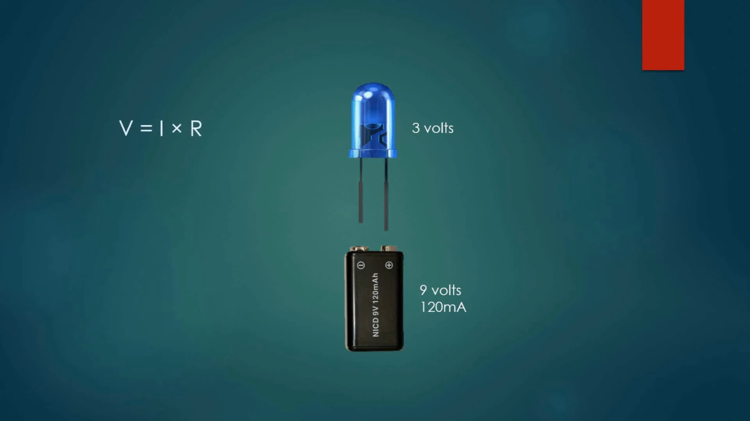So let's grab our equation again. V equals I times R. We need 3 volts and the battery supplies 120 milliamps of power. So let's plug them into our equation. Our equation is now 3 volts equals 120 milliamps times R.